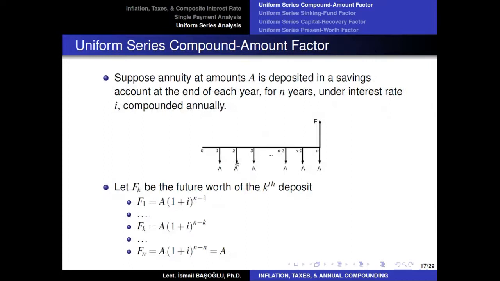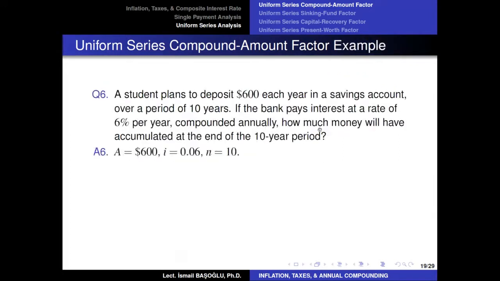So if you draw the cash flow diagram of this question, you are just going to draw a horizontal line for n equal to 10 years. And at the end of each year, there will be a $600 deposit from the student's perspective. And the question is basically asking the future value at the end of these 10 years. And we know the annual installment size is $600, the annual compounding interest rate is 0.06, and the number of investment years is equal to 10.